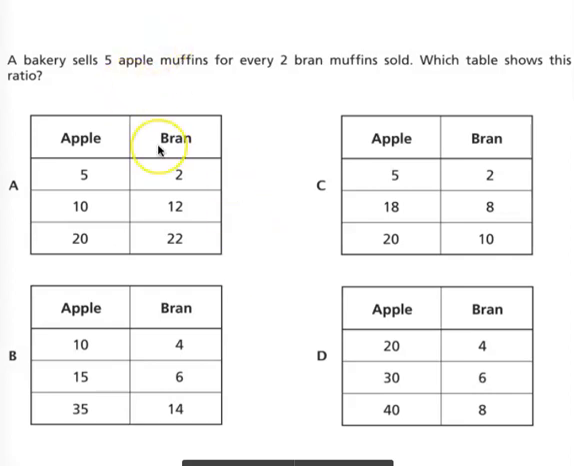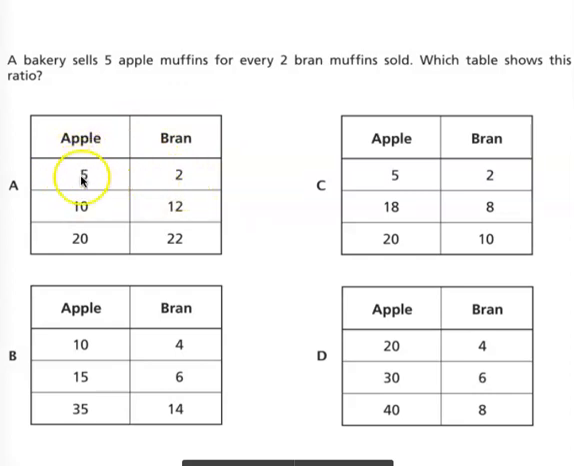So the ratio, if you remember the problem that we have in the beginning, it says a bakery sells 5 apple muffins for every 2 bran muffins, right? So you need to figure out which one. So if you have 5 apple and 2 bran, the first one was correct. Let's check the second one.